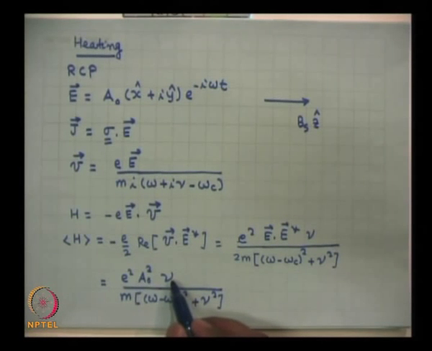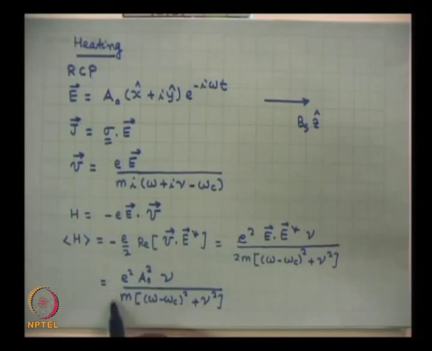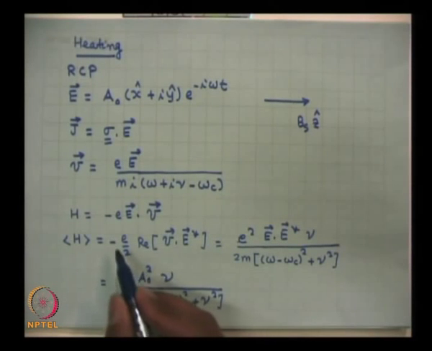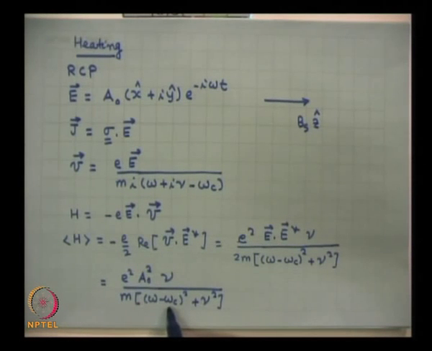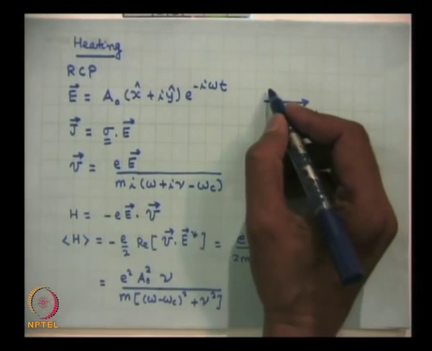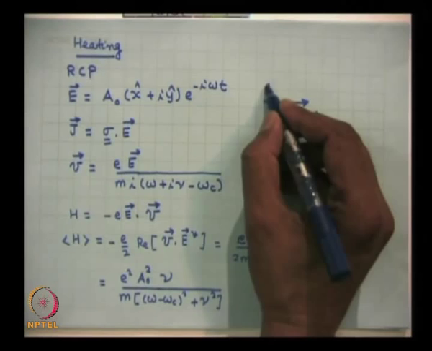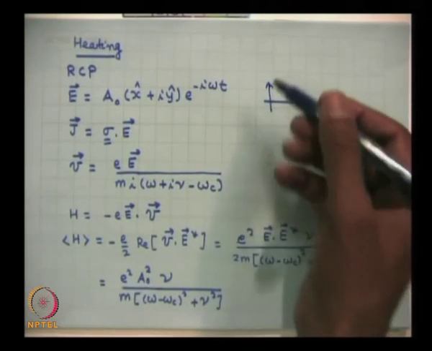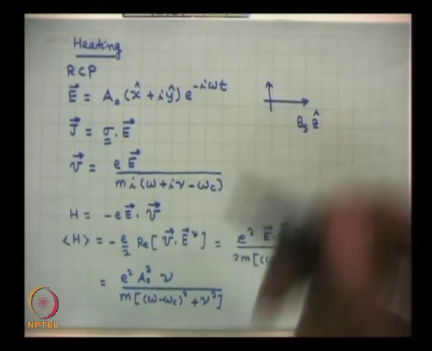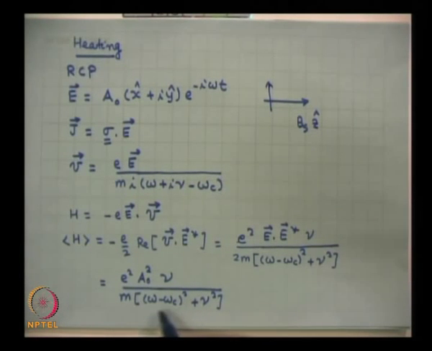Collision frequency usually is very low. So, when one wants to heat the plasma very efficiently, obviously you would like to have H as large as possible, which will be largest when omega equals omega c. So, tune the frequency of the radio frequency which you are applying somewhere here in this plane. It is rotating like this in the clockwise sense. Then choose the frequency close to omega c so that H is maximum.